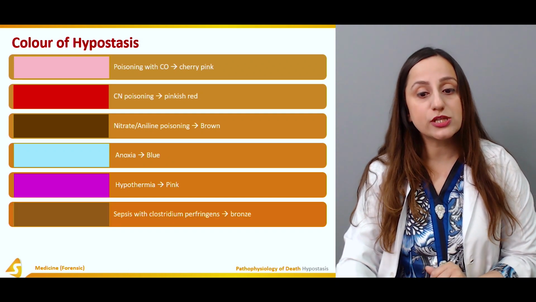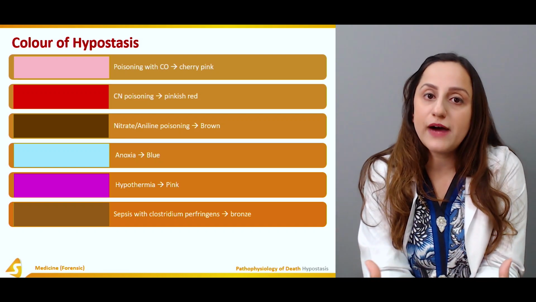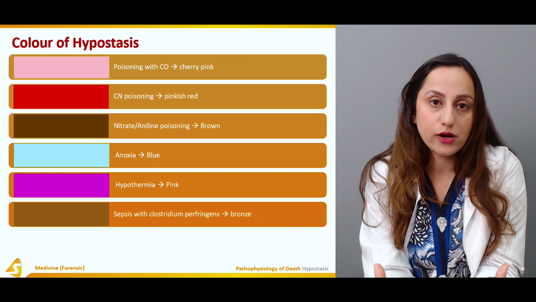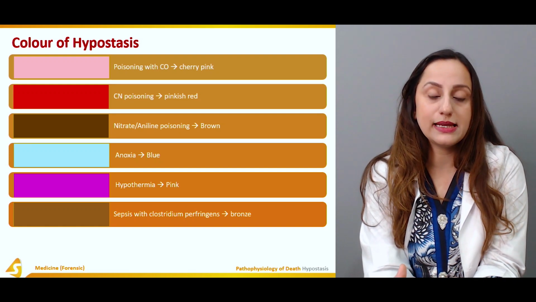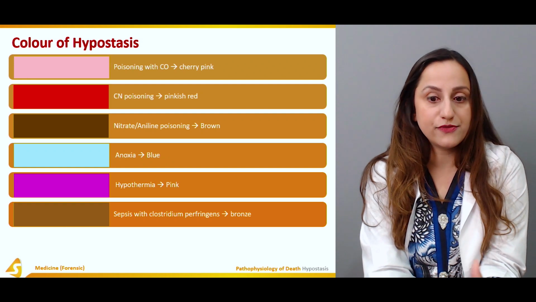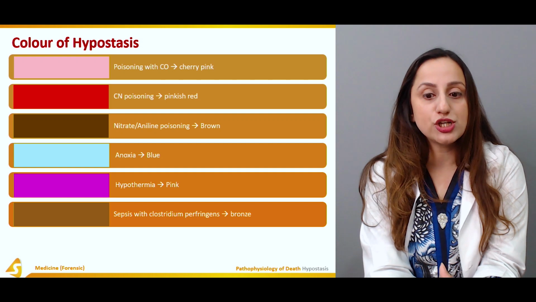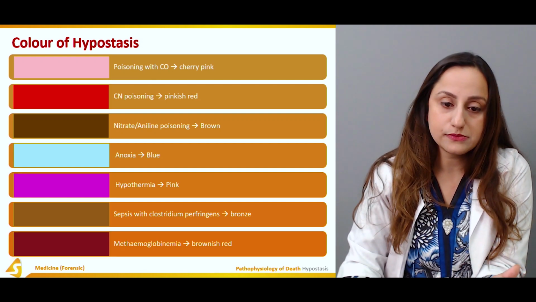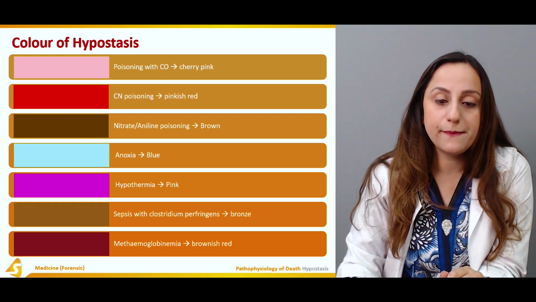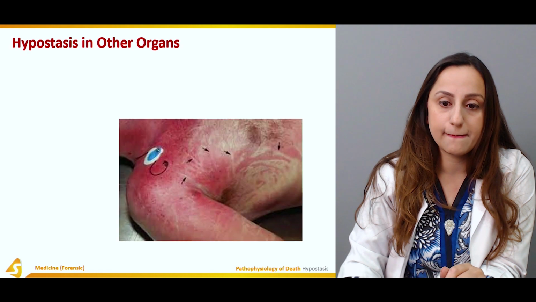In sepsis with Clostridium perfringens. Now, Clostridium perfringens is normally found, a normal bacterial flora of our body and our guts. And it is quite highlighted in cases of septic abortion, and that we have to keep in our mind. And in these cases, a bronzish hue will be given to the post-mortem lividity. Now, in cases of methemoglobinemia, a brownish red tinge is given.